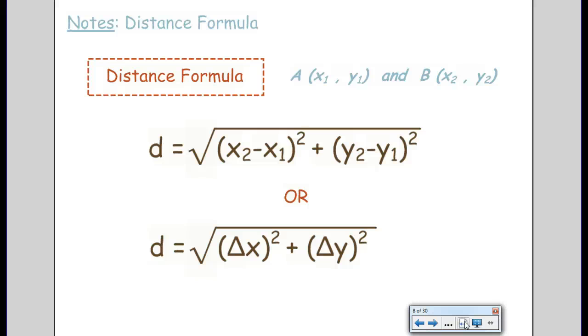Square root of (x minus x) squared plus (y minus y) squared. Or you sometimes might see it this way. The distance is the square root of delta x squared plus delta y squared. What is always the last step of Pythagorean theorem?